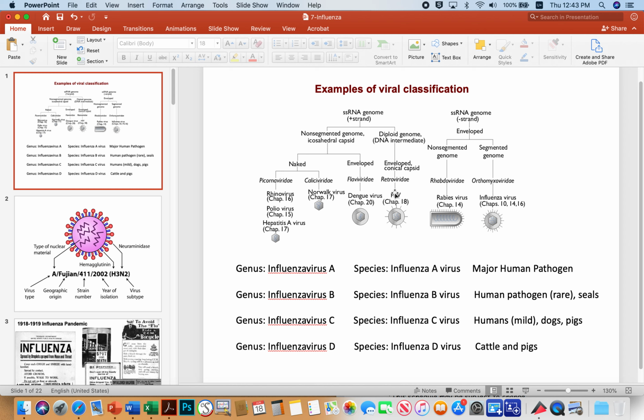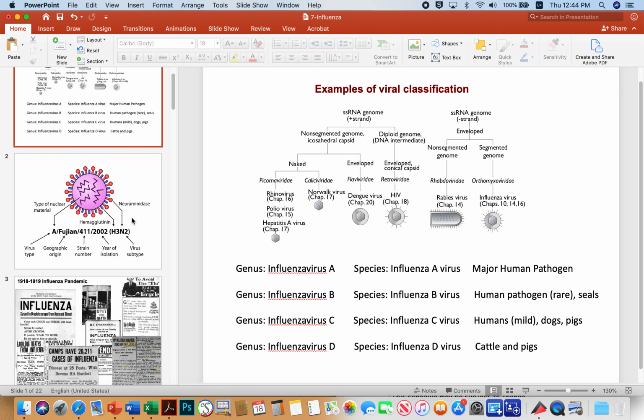And here's our microbe. And then the genus: Influenza A, Influenza B, Influenza C, and Influenza D. So there are multiple genera. Just some features of these viruses: Influenza A virus is the major human pathogen, whereas B is a human pathogen, but rare. And we did see a lot of influenza B cases this past flu season. Influenza C is very rare, very mild, but does occur in other types of animals. And then, of course, influenza D is primarily an animal pathogen.